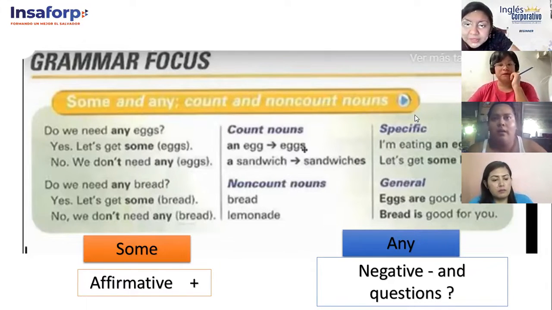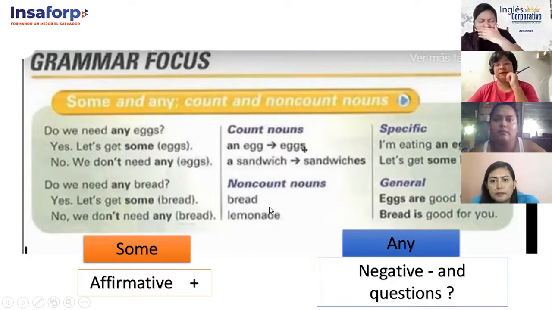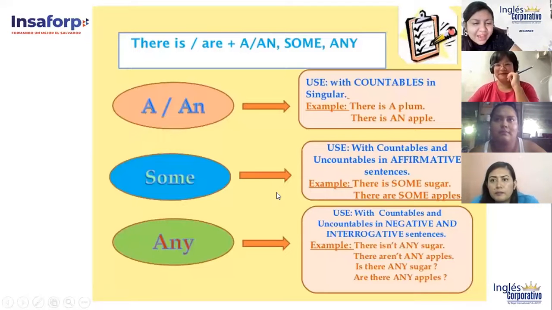To be more specific, I'm eating an egg. Me estoy comiendo un huevo. Let's get some bread. Vamos a conseguir algo de pan. In general, we use the plural form. Eggs are good for you. Bread is good for you. And the teacher is sleepy. Wow, teacher. I ate too much.